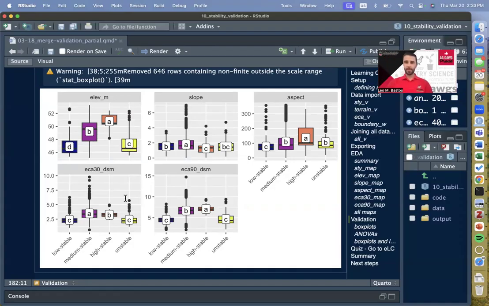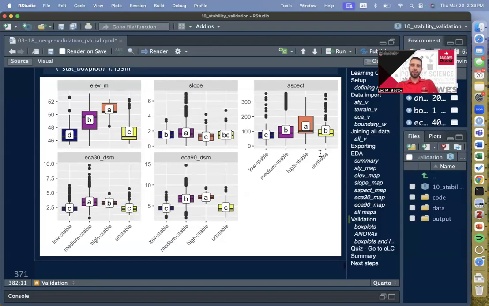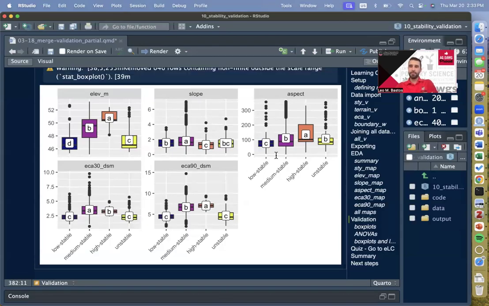Dr. Bastos, I have a question. So my aspect has letter A shared with both high stable and unstable. My aspect graph has ABC for unstable. How do you want me to define that? So, Kathy, just so we all are on the same page, I want everyone to answer based on mine. Look at my sheet and then answer based on that. Thank you.